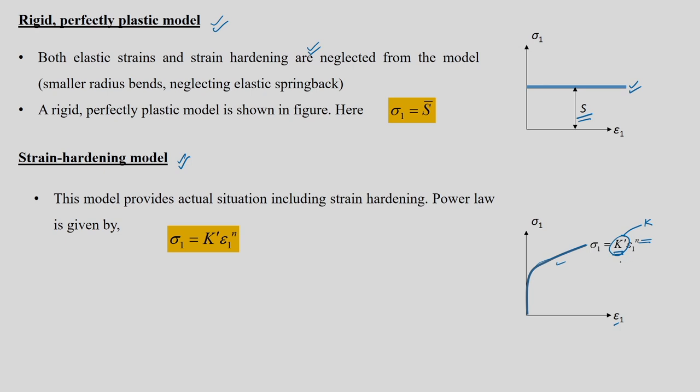So, we can have several other models. We have already seen, like, you can have with pre-strain. You can also have sigma naught in the equation. So, all are possible, but then we will restrict to only these three equations.